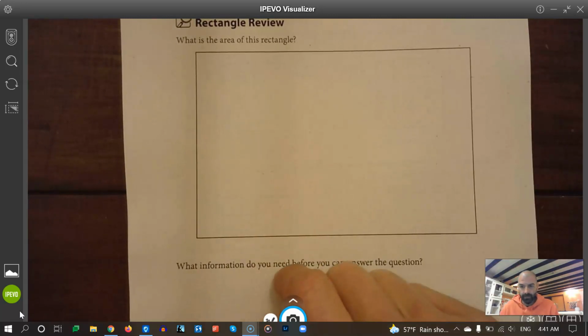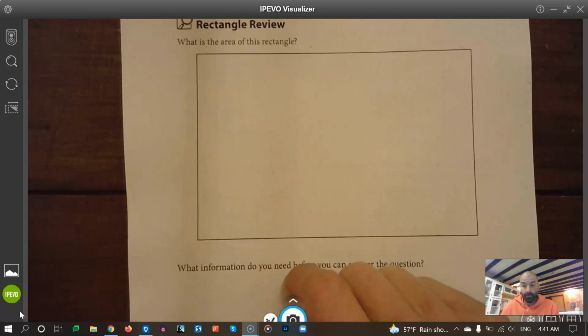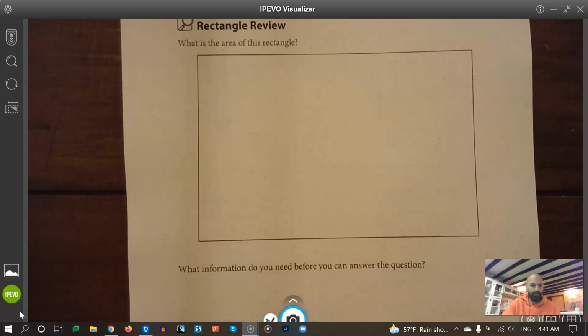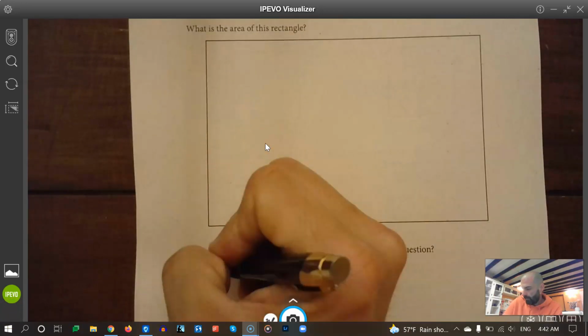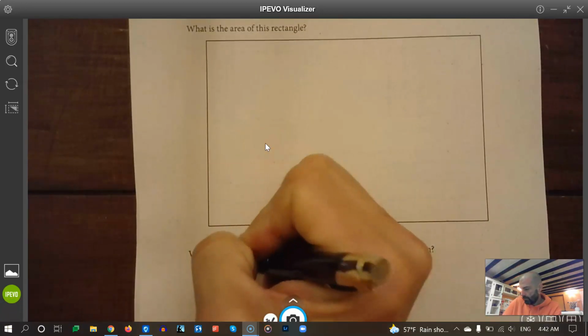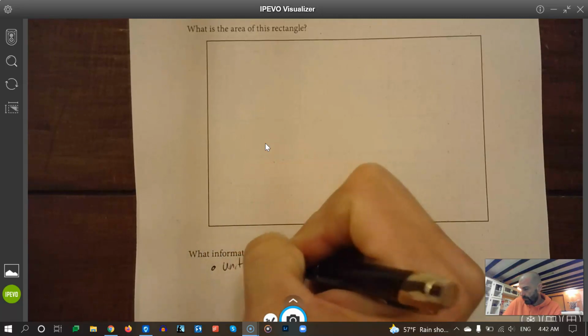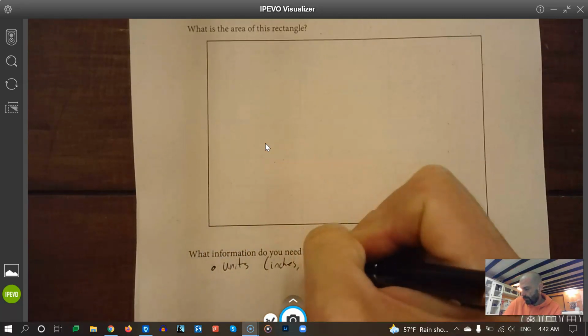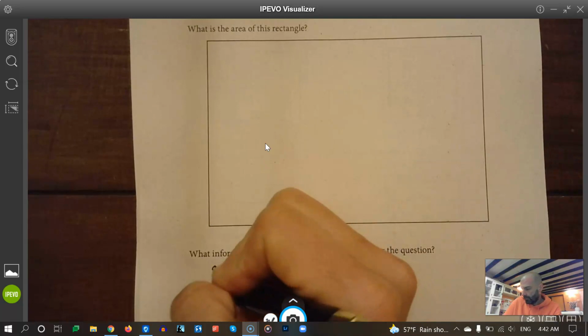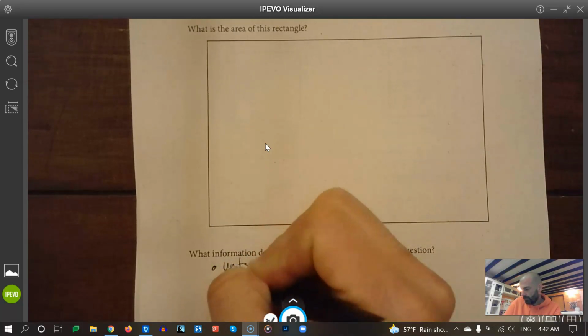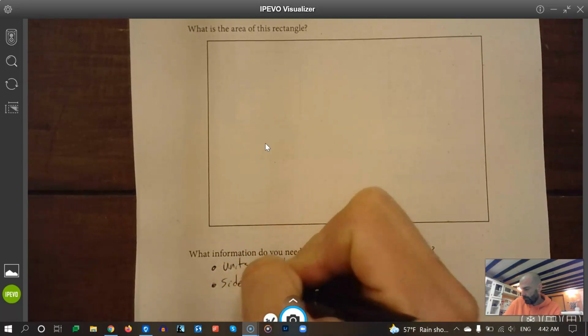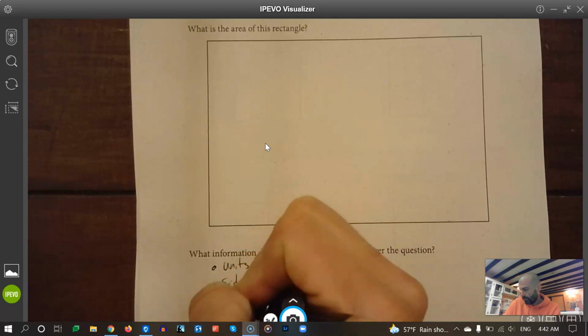That's right. We need to know the dimensions and the units of the rectangle. Because if we're measuring in inches, that's going to be inches squared. If we're measuring in centimeters or millimeters, that's going to change our answer. So we need to know the units. So are we doing inches, centimeters? We need to know the side lengths. And then we multiply.